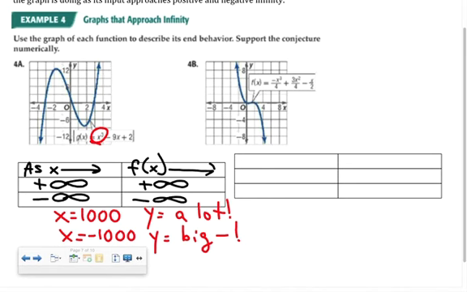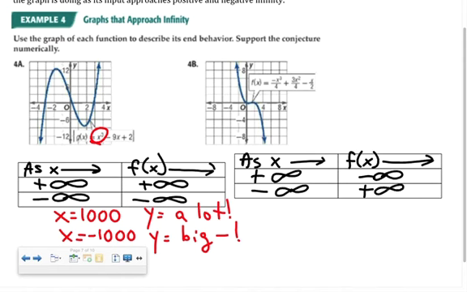Doing the same thing in part B. As x approaches positive infinity, f of x approaches... So you're looking at this graph, and as the graph is going further and further to the right, I see that my y values are going further and further down. So that appears to be approaching negative infinity. And as x approaches negative infinity, as I'm looking at my graph going further and further to the left, my function values, my y values, appear to be going further and further up towards positive infinity.